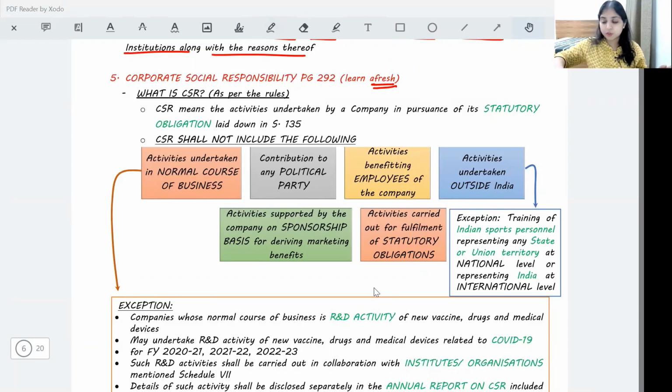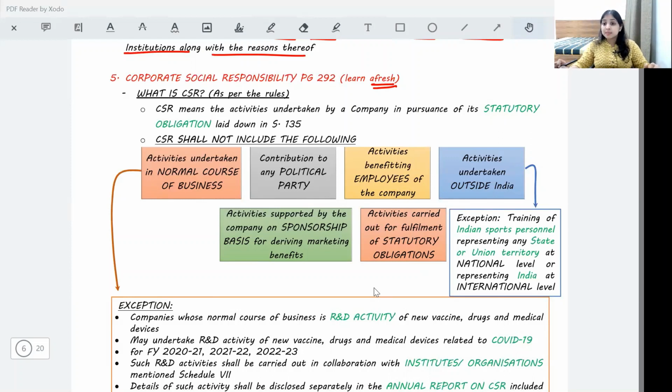Corporate social responsibility, very, very important. First of all, what exactly do you mean by corporate social responsibility? What is the logic behind this concept? Company is existing. It is an artificial person. We are allowing the company to exist. We are allowing it to do business. We are allowing it to make money. So it has a responsibility to give back to the society. That is corporate social responsibility.